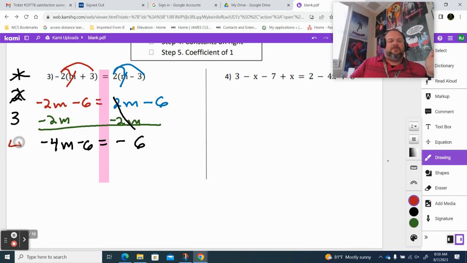All right. So now, step 4, I've got to get my constants to the right. So I'm going to add 6.